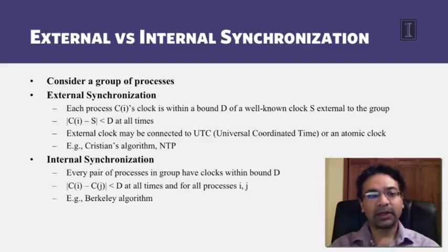On the other hand, internal synchronization does not use an external source. Instead, the processes in the group themselves use each other's clocks to synchronize. This means that if you want to bound the skew inside the group, then for any pair of processes i, j, the absolute value of the clock skew between i and j is less than d. An example of an algorithm that achieves internal synchronization is the Berkeley algorithm.